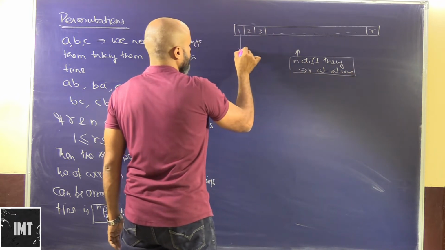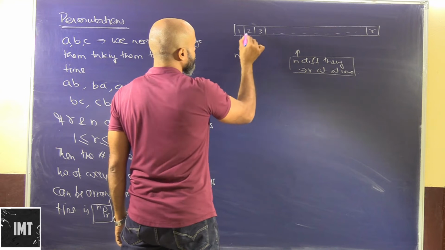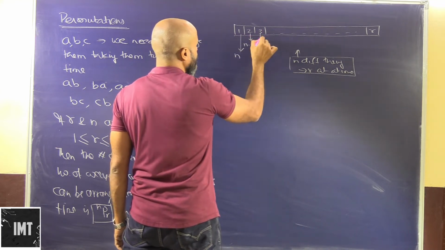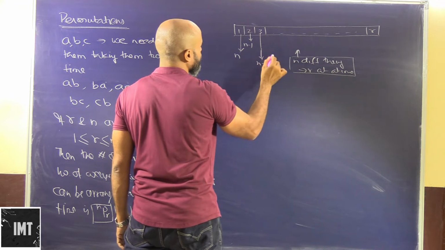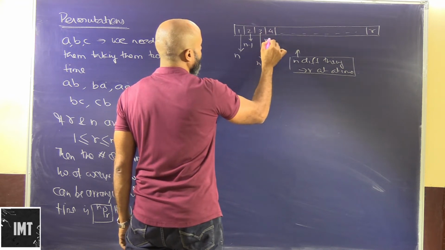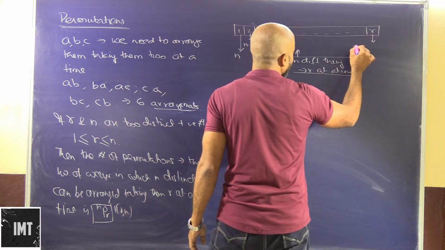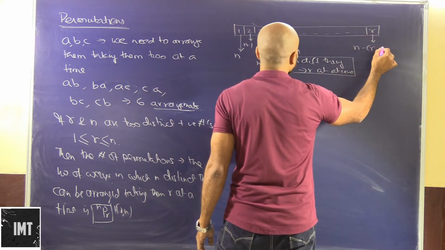Now this place, the first place can be filled in n ways. The second place can be filled in n minus 1 because we have already selected 1. The third place can be filled in n minus 2. The fourth place can be filled in n minus 3, and so on and so forth. So the rth place can be filled in n minus r minus 1.